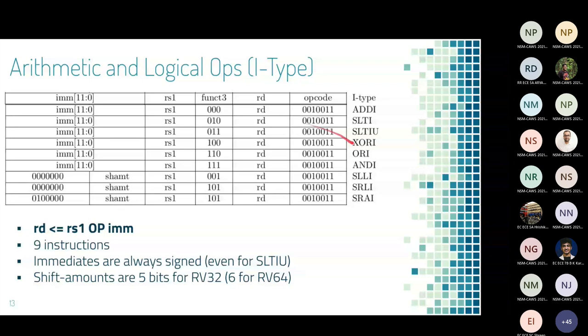SLTIU is the same, except that the comparison is going to be unsigned comparison. You then have XOR-I, OR-I, AND-I. These are all logical operations. At the bottom 3 are the shift left, shift right logical, and shift right arithmetic. Can anyone tell me the difference between shift right logical and right arithmetic? Why do we have 2 different types of shift rights?